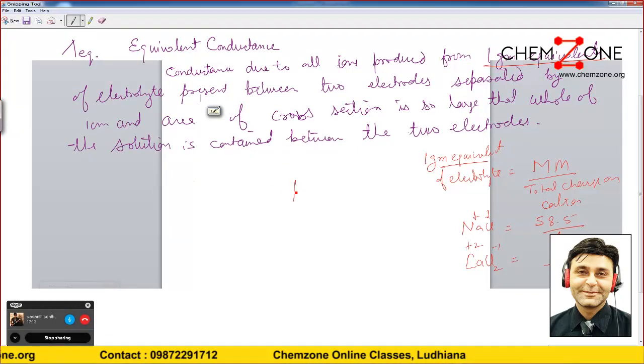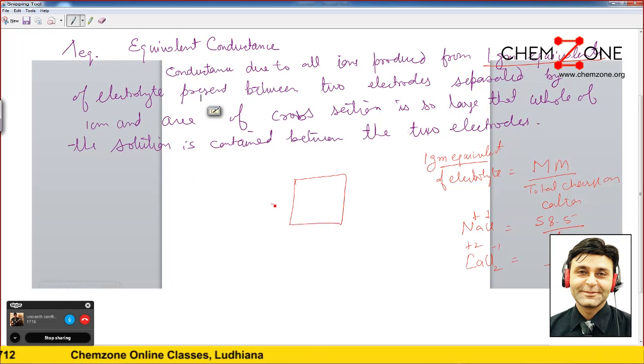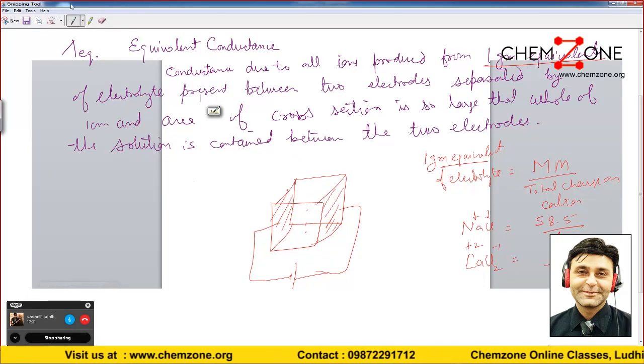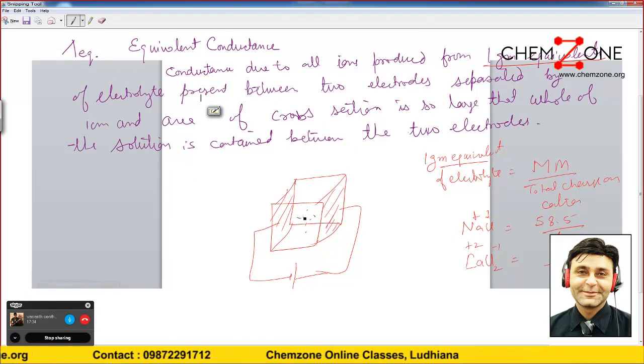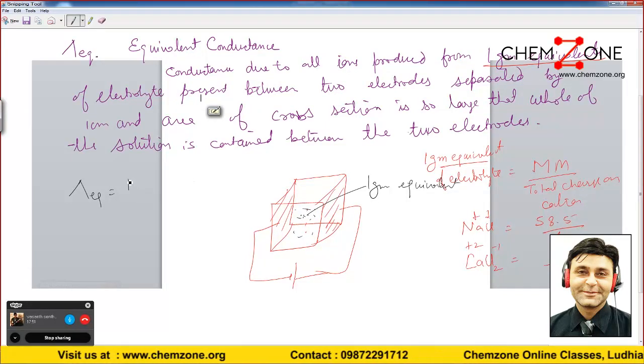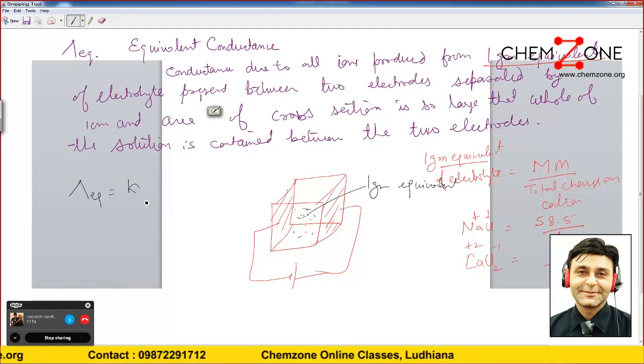Now, suppose I have this electrode here and I connect it with another, and here I have electrolyte in between the two, and this electrolyte is 1 gram equivalent. Whatever conductance is observed will be the equivalent conductance, and that will be equal to the specific conductance because it is in 1 cubic centimeter.